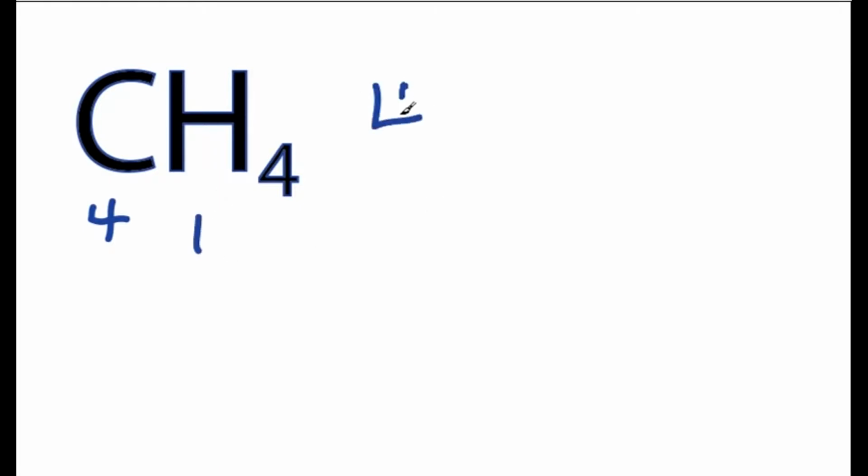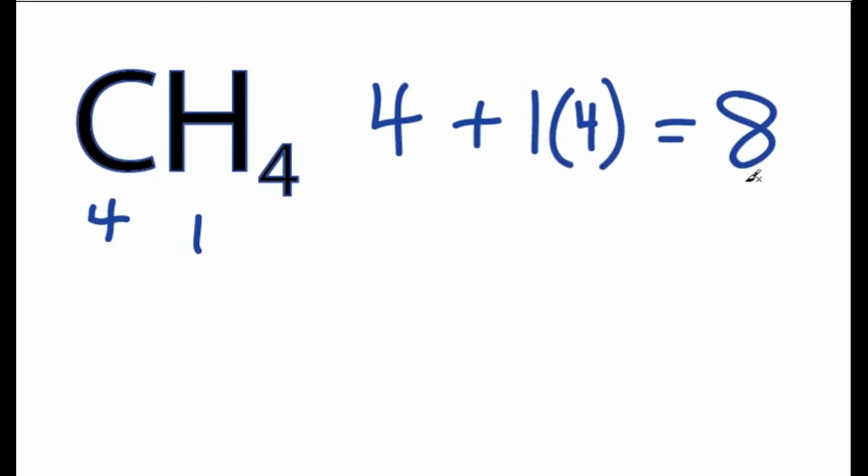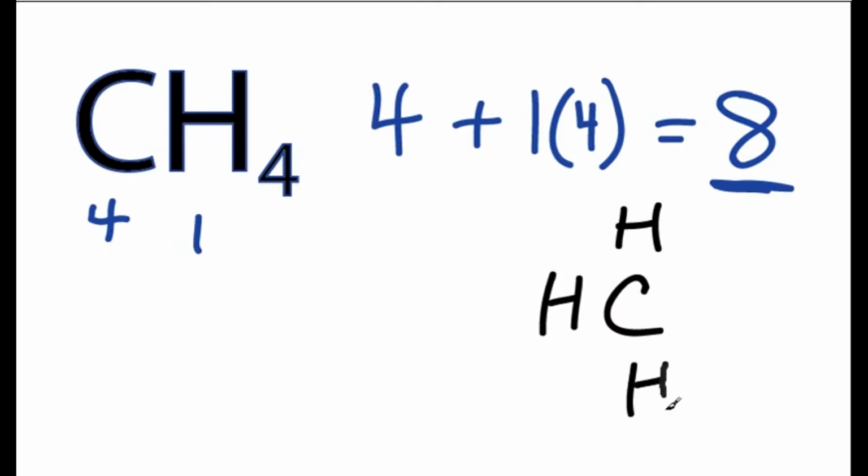So we have 4 for the carbon plus 1, but we have 4 hydrogens. So let's multiply that by 4 right there. So 4 plus 1 times 4. 8 valence electrons for us to work with here. We'll put carbon right here. Hydrogen always goes on the outside, and we have 4 of them. Put those on the outside, and now we have 8 valence electrons to work with.